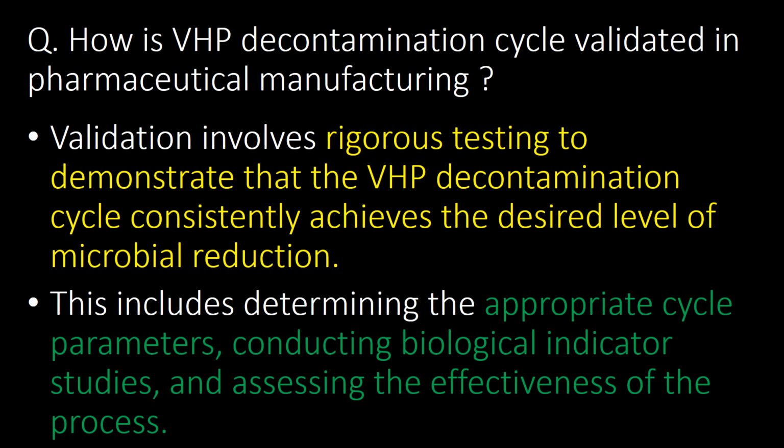How is VHP decontamination cycle validated in pharmaceutical manufacturing? Validation involves rigorous testing to demonstrate that the VHP decontamination cycle consistently achieves the desired level of microbial reduction. This includes determining the appropriate cycle parameters, conducting biological indicator studies, and assessing the effectiveness of the process.